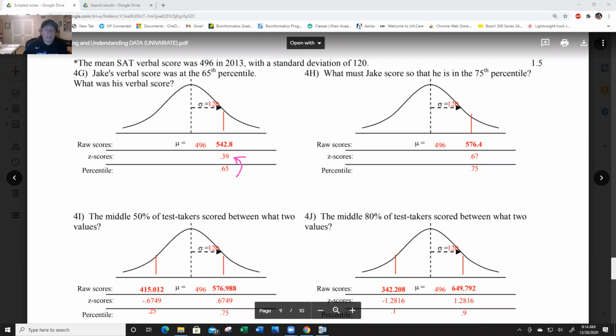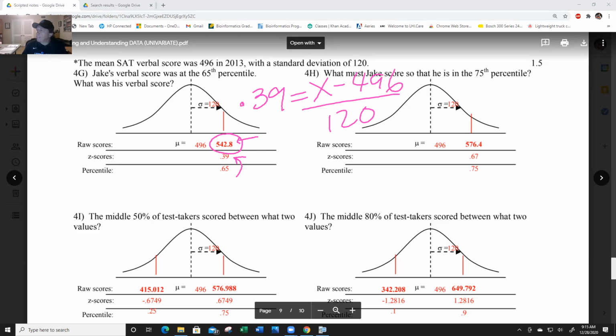Okay, 0.39. So how did I get this answer? Well, I got the z-score of 0.39, and that's going to equal the number I'm looking for, x, minus the mean of 496 divided by the standard deviation of 120. Then I solve for x using algebra, and that's going to give me this answer here. So that's a cool problem.